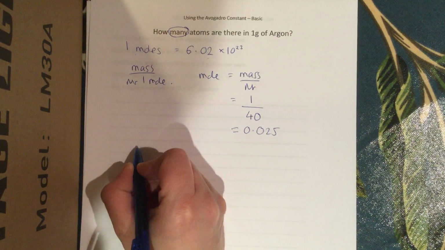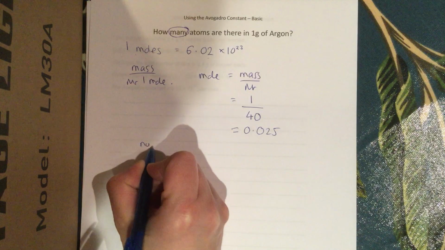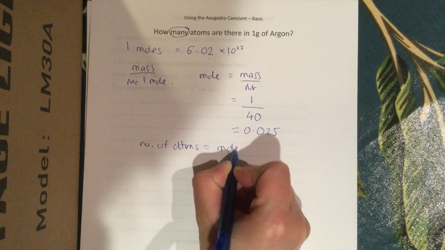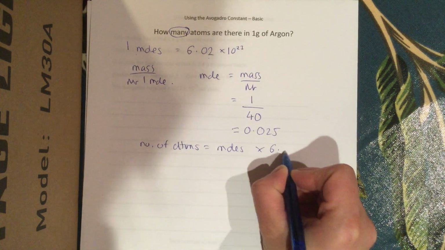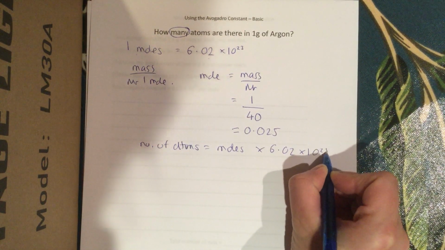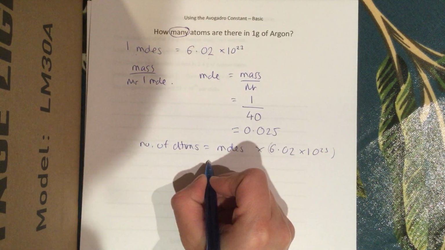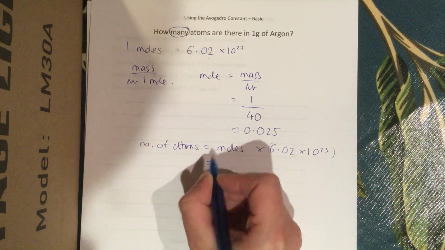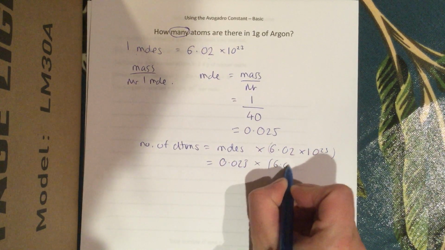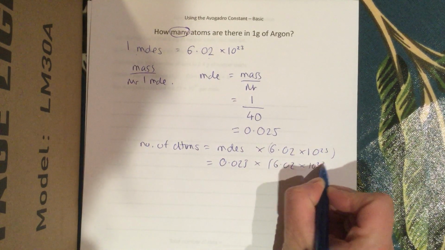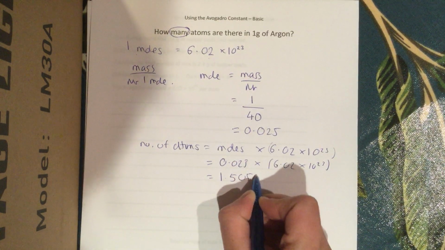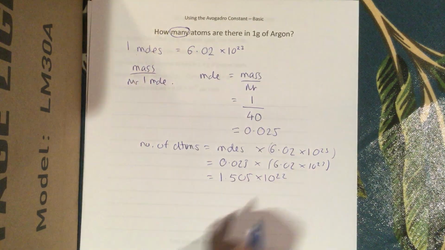But how many atoms is that? So my number of atoms is my moles times the Avogadro constant, 6.02 times 10 to the power of 23. So in this case, I need to do 0.025 times 6.02 times 10 to the power of 23, which gives me 1.505 times 10 to the power of 22.